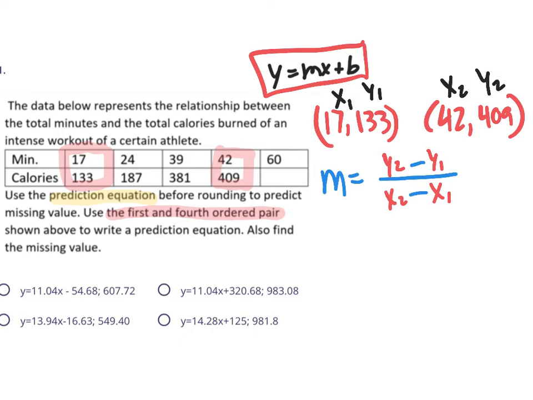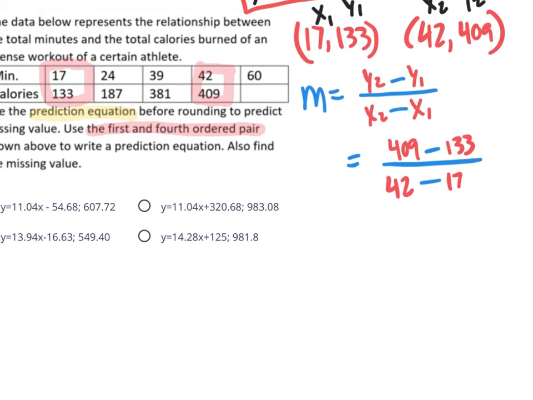Whenever I plug values into any formula, I usually rewrite the formula with blank spots. I would begin with the division and the subtractions, and then plug in my 409 for y2, my 133 for y1, my 42 for x2, and my 17 for x1. Let's subtract 409 take away 133, and 42 take away 17. So 409 take away 133 is 276, and 42 take away 17 is 25. And 276 divided by 25 on a calculator is the decimal 11.04. So the slope value is really 11.04.